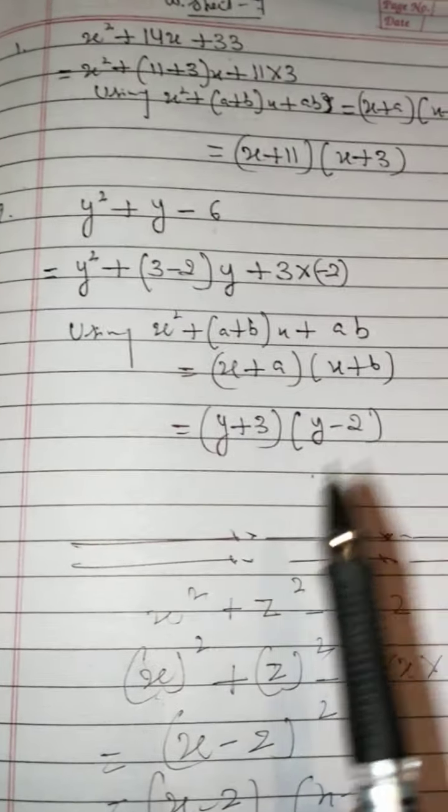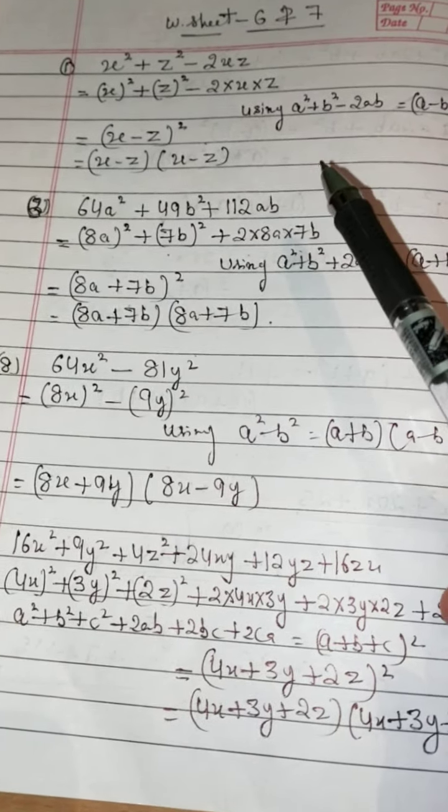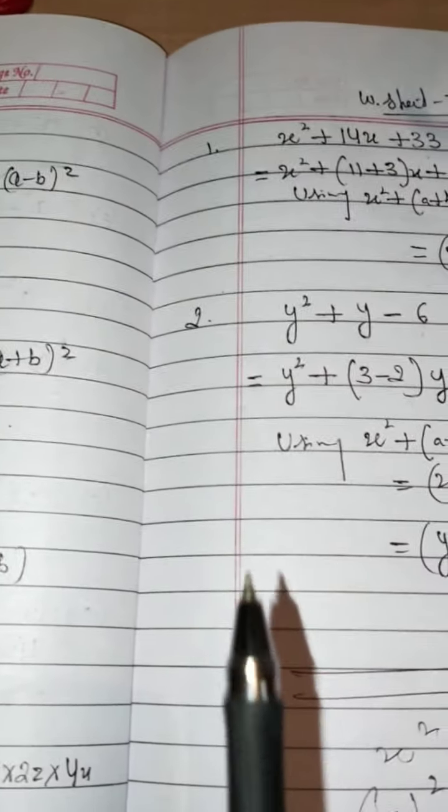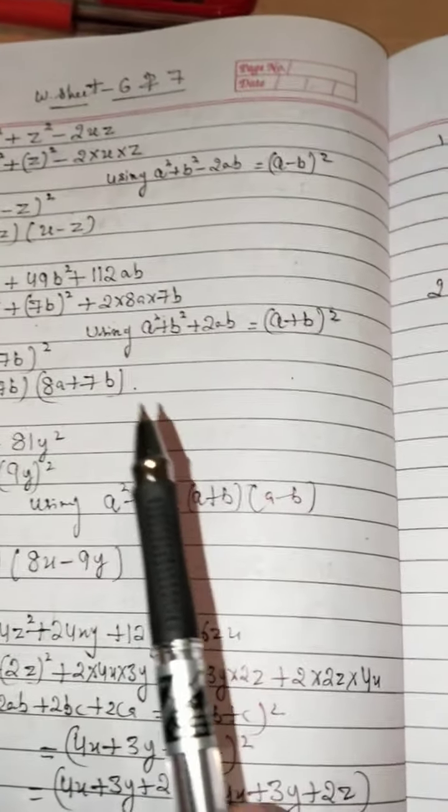So learn all these identities. Today you solve only one part of each identity. Tomorrow I will solve all the other parts of both worksheets 6 and 7.